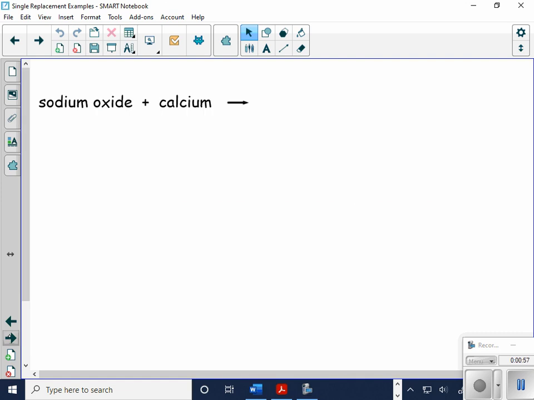So here is our very first example that we are going to do. And these are different from the ones that you had on your video. So you might want to copy these down into your notes. Sodium oxide plus calcium. Well, how are we going to start this process out?